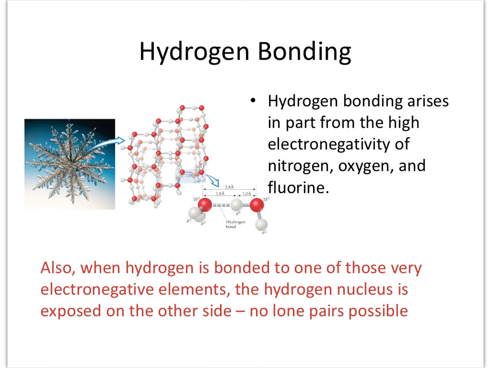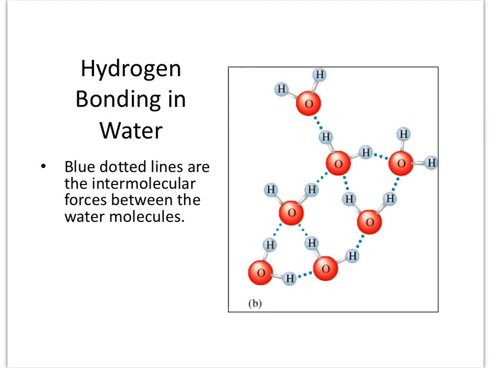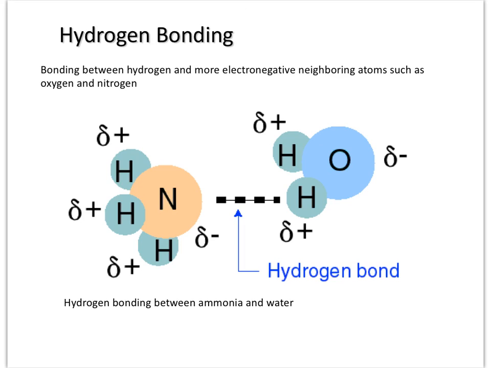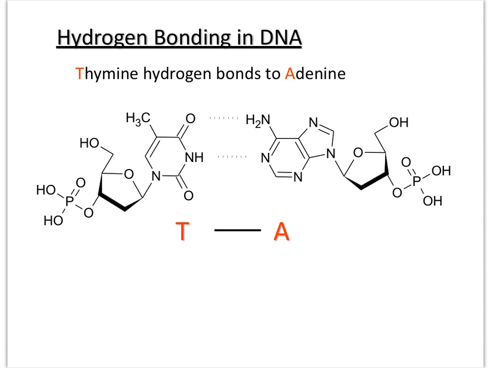Okay, this is the same thing again. Hydrogen bonding arises in part from the high electronegativity of nitrogen, oxygen, fluorine. When hydrogen's bonded to one of those elements, a hydrogen nucleus is exposed on the other side. That's that naked proton. There's no lone pairs around there. There's your water molecules stuck together, right? Here's a water molecule, here's a neighboring water molecule, here's another neighboring water molecule. Those would be hydrogen bonds. Here's another one showing you, between ammonia and water, just more examples for you.